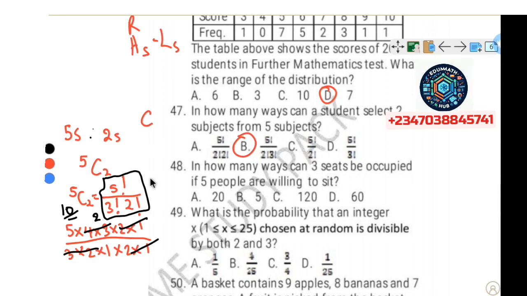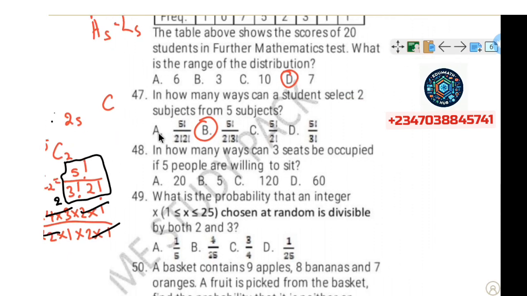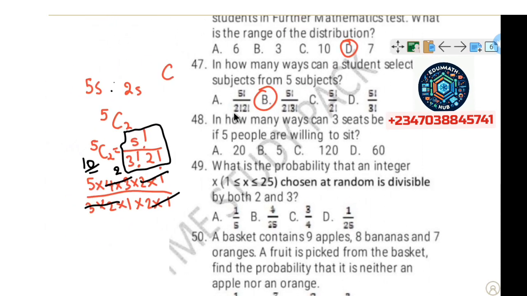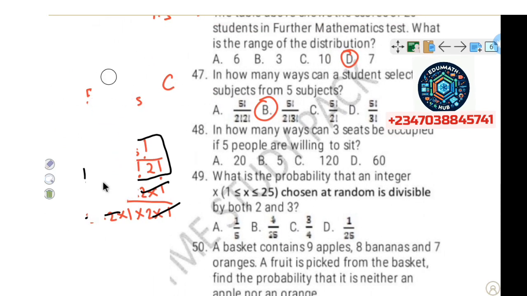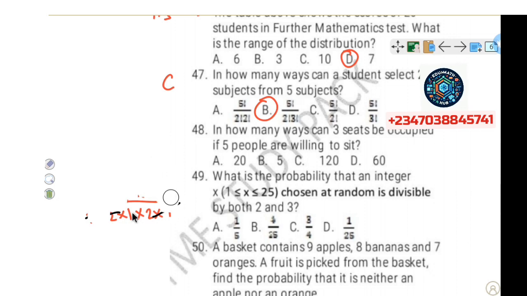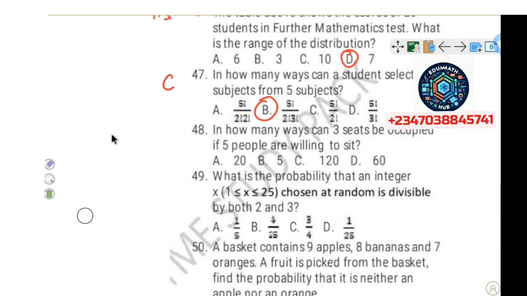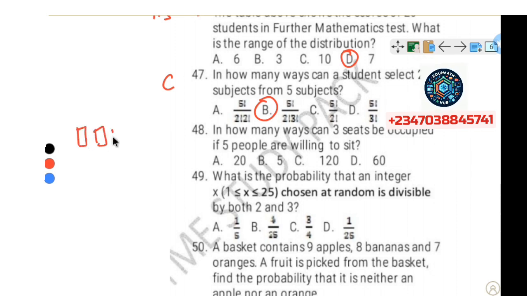Then next one is, in how many ways can 3 seats be occupied if 5 people are willing to sit? So this is permutation. So we are doing permutation now. You have 3 seats, 1, 2, 3, and 5 people. Let's say A, B, C, D, E. These are the 5 people. They are available to sit.